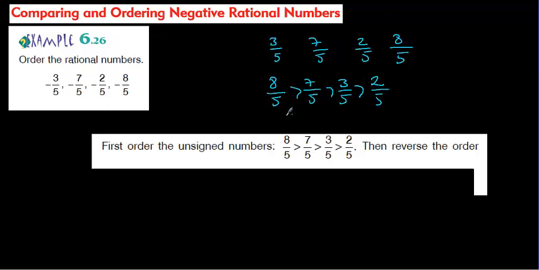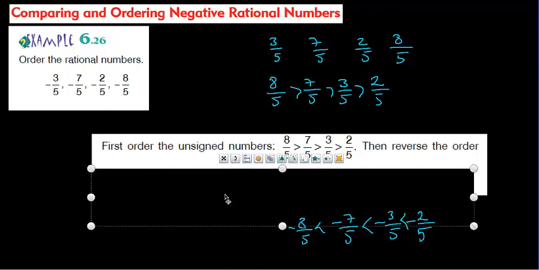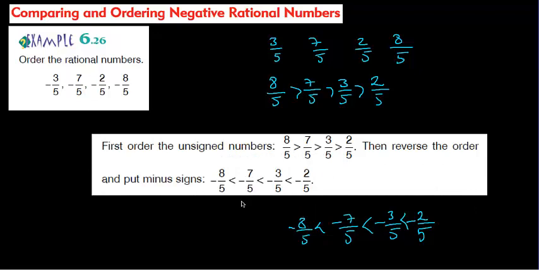But for the negative numbers, everything is going to be inverse: minus 8 over 5 is less than minus 7 over 5, which is less than minus 3 over 5, which is less than minus 2 over 5. For the negative numbers, what we do for the positives, we do the inverse operation. If it is bigger, it becomes smaller. Here it is given also.